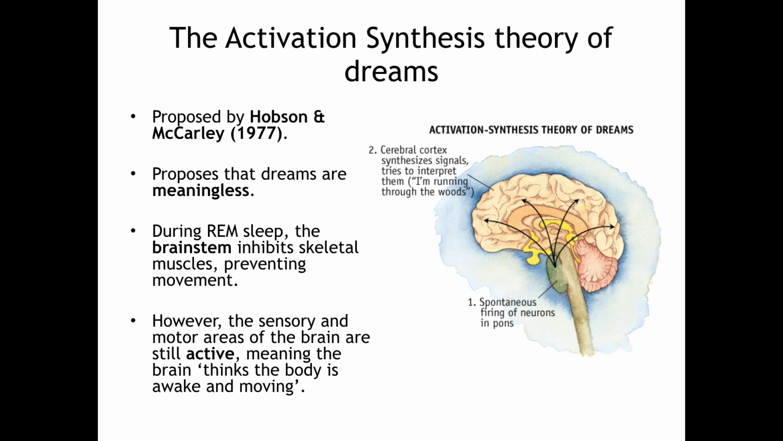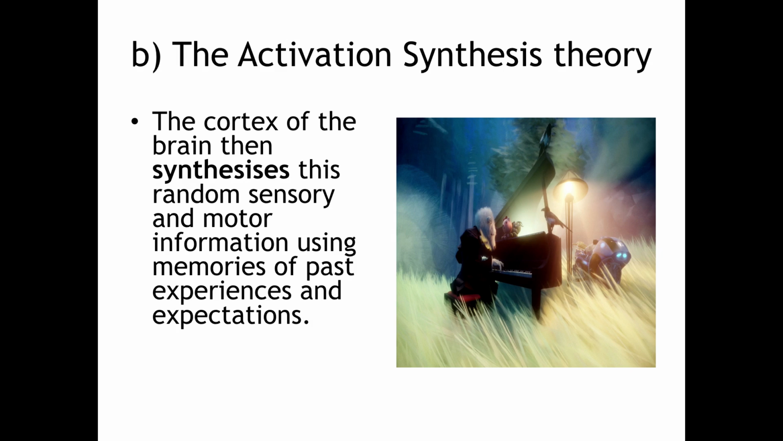Now, even though we are inhibited from moving, so that means the movement centers of the brain are switched off, the sensory areas are still on, and the motor areas are still on. So this means the brain thinks it's awake, even though it is very much asleep, not moving at all. So let's combine these two things together and see how this works. The brainstem fires signals up into your brain. The brain takes these signals and shuts down the entire musculoskeletal system. But at the same time, the brain thinks that these signals are awake signals.